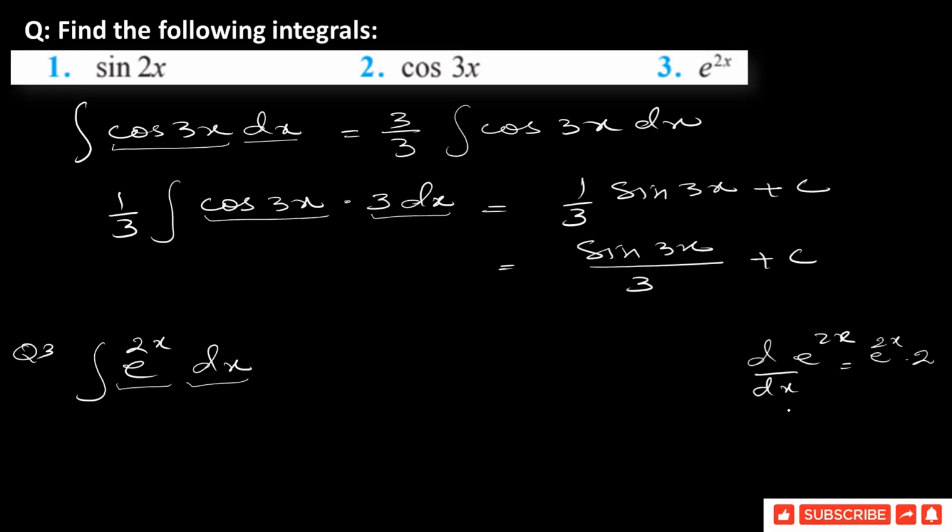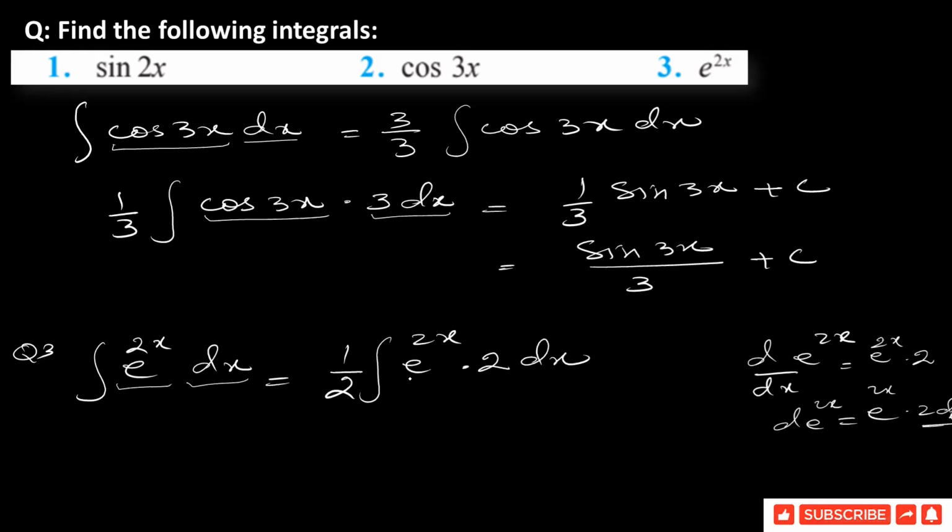To make it d(e^2x) equals e^2x times 2 dx, we make this 2 and we divide and multiply, as we did with question number 2. So 1 upon 2 integral e power 2x times 2 dx. Now we have the function and we have its derivative.